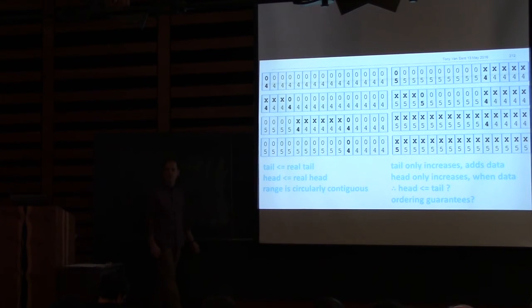Dave? How big should this queue be? One cache, a fraction of that, as big as possible for when we pull? How do you size it?